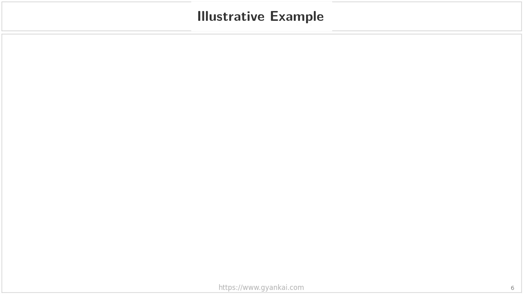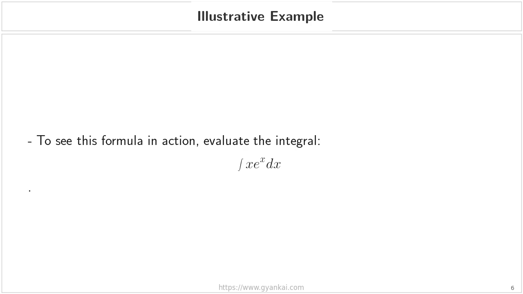Illustrative example. Okay, so now that we've derived the integration by parts formula, let's put it to work with an example. On this slide, we're going to evaluate the indefinite integral of x times e to the power of x, written as integral x e to the power of x dx.